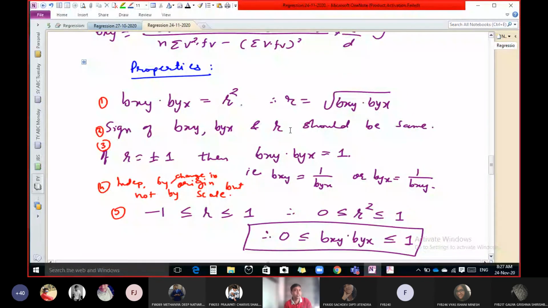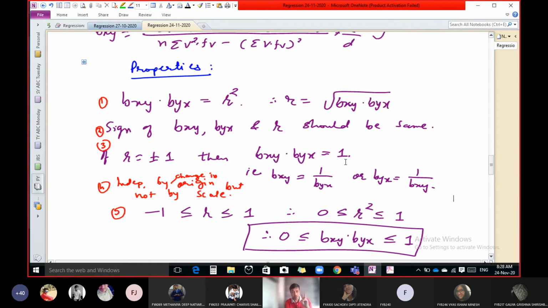If correlation is positive, bxy and byx both are positive. If correlation is negative, bxy and byx are negative. Now if r equal to plus or minus 1, that means if there is a perfect correlation, perfect positive correlation or perfect negative correlation, in both cases r square becomes 1. So bxy into byx becomes 1.